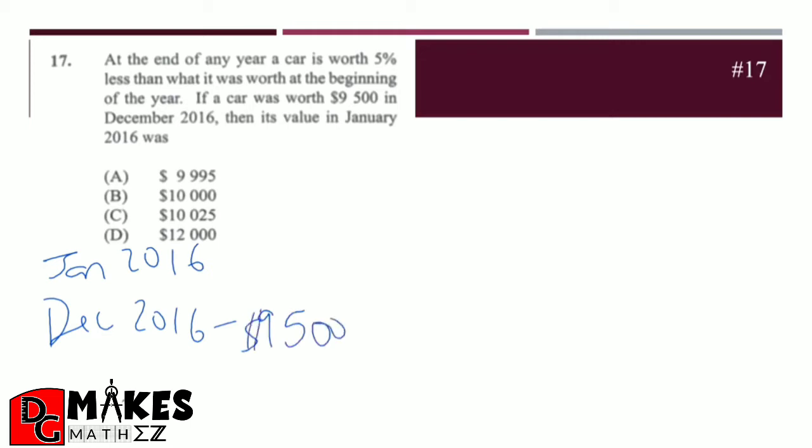What we're being asked to find is what was the value of the car at the start of the year. Now, the first sentence tells us that at the end of the year, the car is worth 5% less than what it was worth at the beginning of the year. So if we're smart enough, we're just going to say, okay, what the car is worth at the beginning of the year, value at the start, let's say start value. We're going to use a base of not dollars, but 100%.